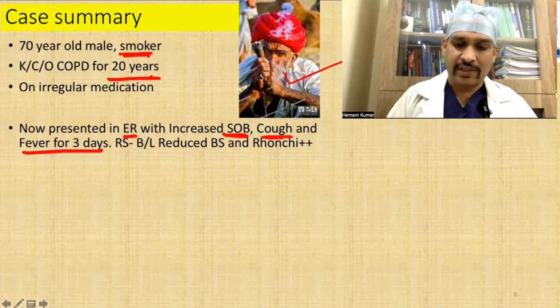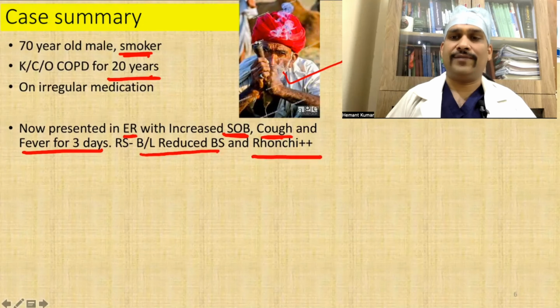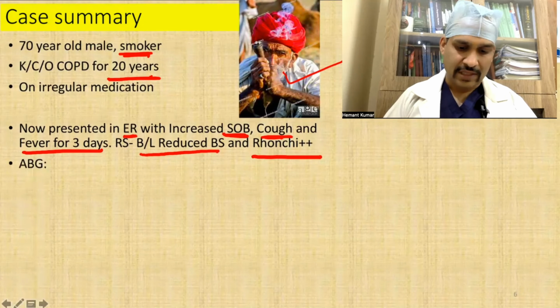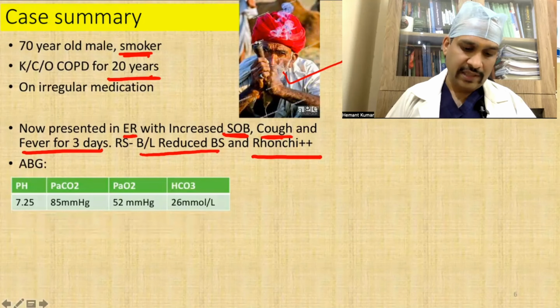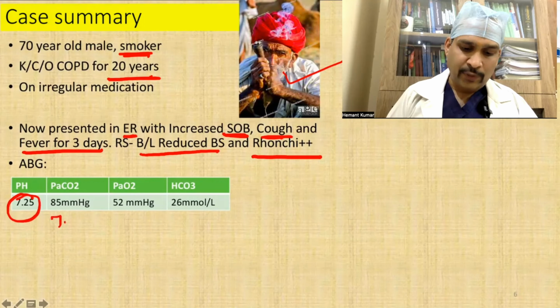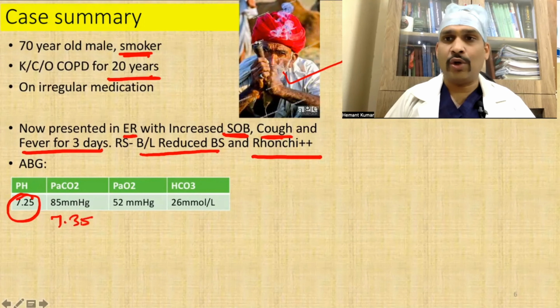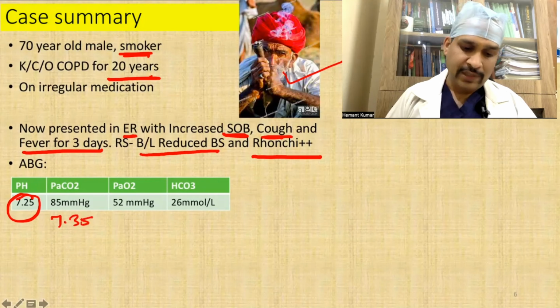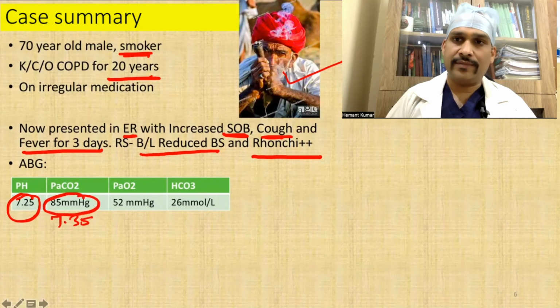On examination, there is bilateral reduced breath sound and diffuse bronchi. So what do you think? What could be the case? When we did ABG, it was showing acidosis. Any pH which is less than 7.35 is called acidosis. PCO2 is high, more than 40. So this is type 2 respiratory failure.